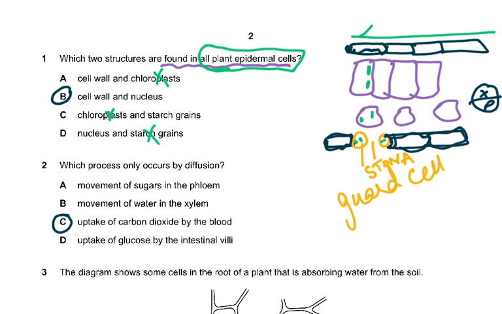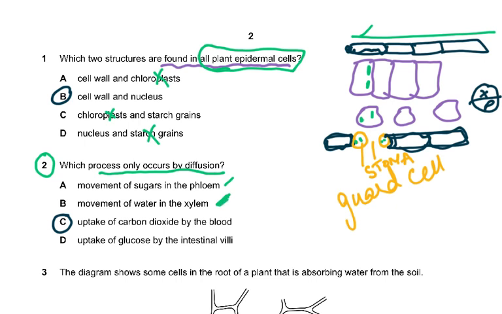Then coming to question number 2, which process only occurs by diffusion? Movement of sugars in the phloem, movement of water in the xylem, uptake of carbon dioxide by the blood, and uptake of glucose by the intestinal villi. You see, this is what they're trying to test. Movement of water in the xylem would be osmosis.